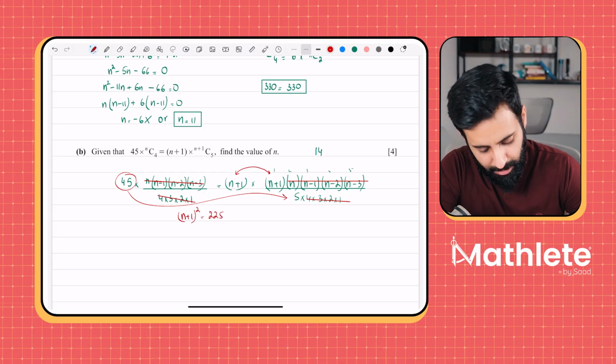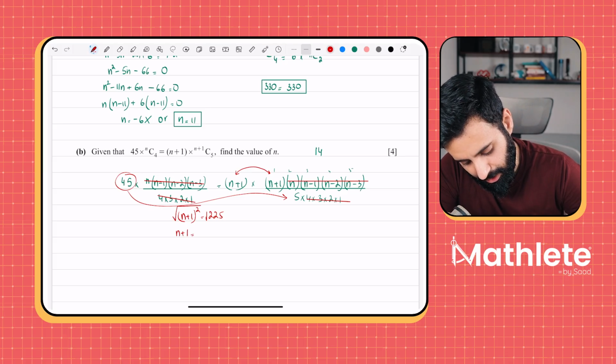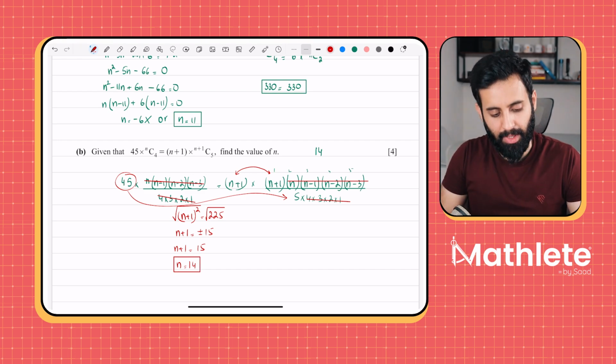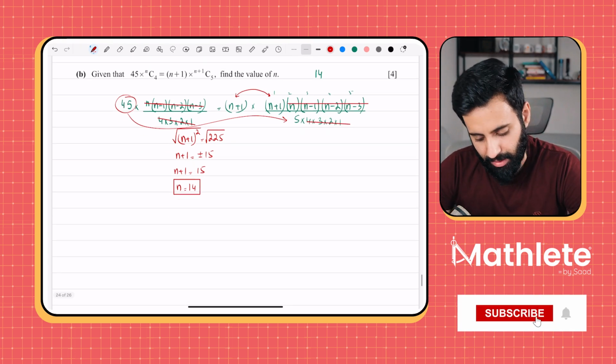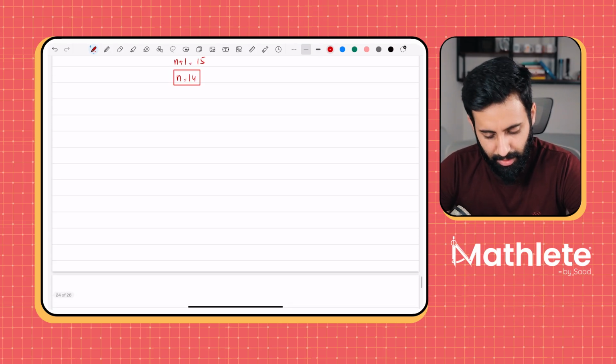Don't expand n plus 1, the whole thing squared, because you can take the square root on both sides. And when you do that, you get plus minus 15. Now obviously we're going to go with the positive value. So n plus 1 equals 15. That means n is equal to 14. So here we go. We have the correct answer, and that's 14. Okay, I just realized that I said that I'm not going to solve this question, but I just ended up solving it for you guys.